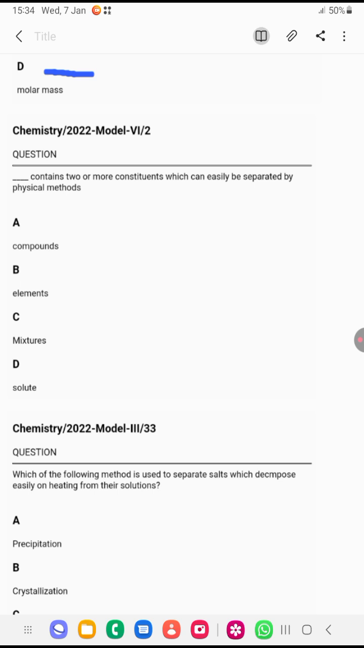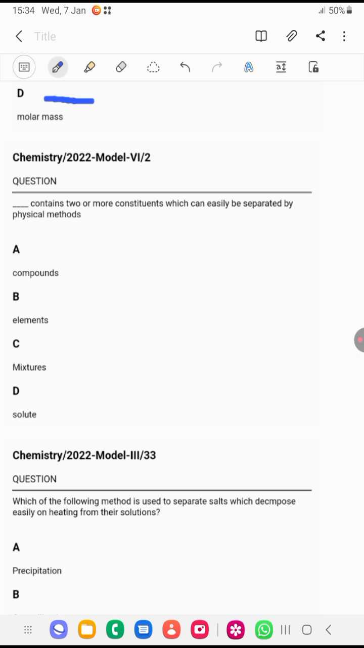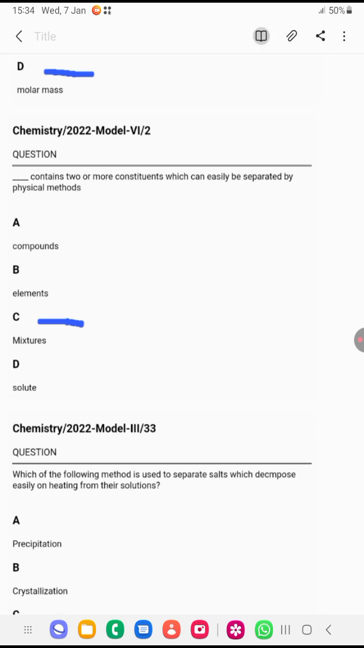A, compound. The answer is not compound because compounds are made up of two or more elements and they cannot be separated by physical method. Elements cannot be split into simpler units by ordinary chemical processes. So the answer to this question here is C. Mixture contains two or more constituents and can be separated easily by physical method.